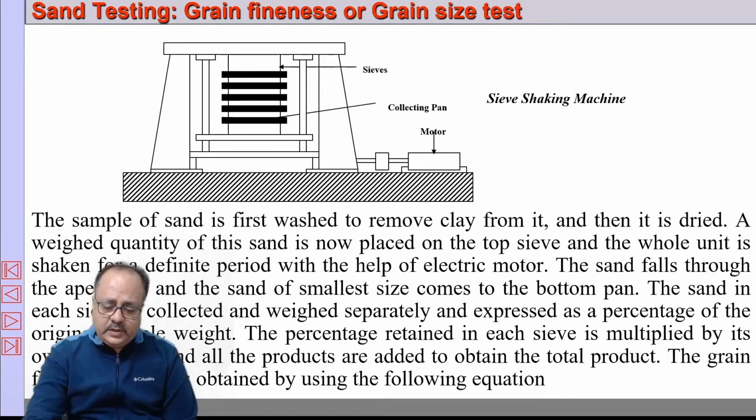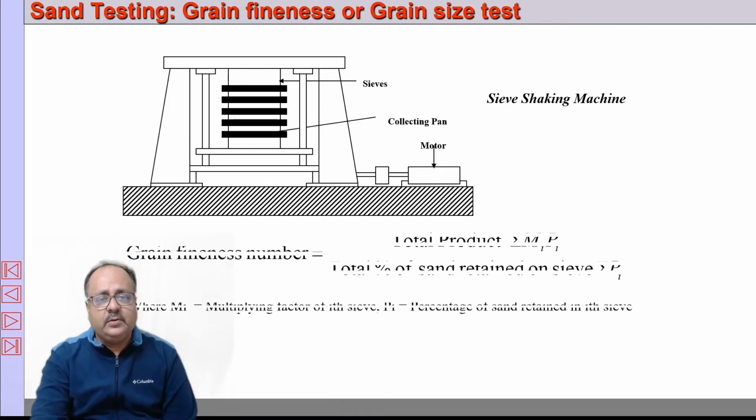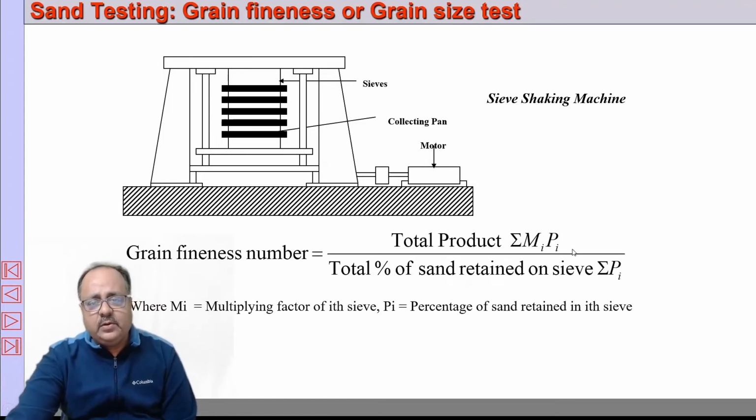So we'll take out the pans and we'll measure the quantity of sand retained in each of these pans and note it down. After noting it down, there is a multiplying factor for each pan. We multiply it by the percentage of sand retained, and then we find the summation of it, and we divide it by the total percentage, 100%, and that gives us the grain fineness number.